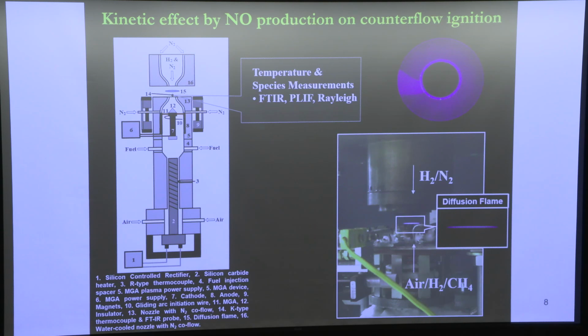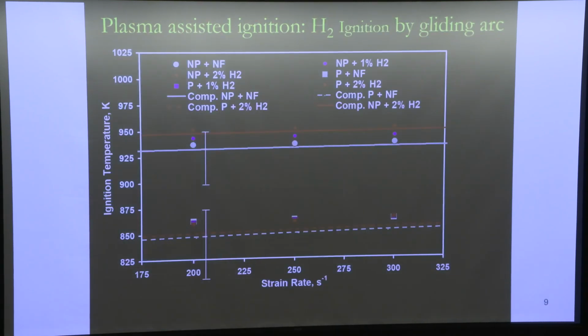This was funded by the Air Force to understand the mechanism, following earlier studies in the United States about how plasma affects the combustion process. So here is the ignition temperature. You can see without plasma is here, and with plasma, by using a gliding arc, the plasma ignition temperature can be dropped by about 100 degrees.